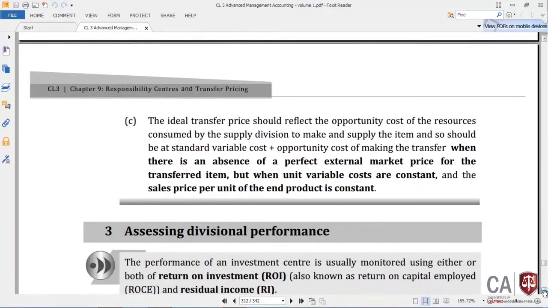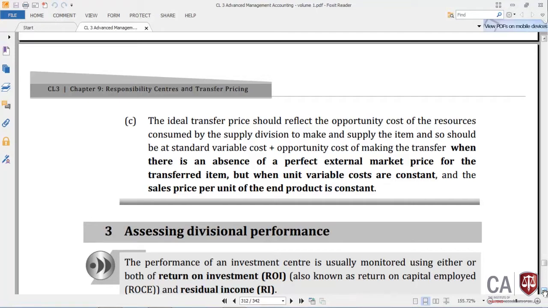Answer given: the ideal transfer price should reflect the opportunity cost of resources consumed by the supply division to make and supply the item, and so should be at standard variable cost plus opportunity cost of making the transfer. This applies when there is an absence of a perfect external market price for the transferred item, but when unit variable costs are constant and the sales price per unit of the end product is constant. You will charge this.